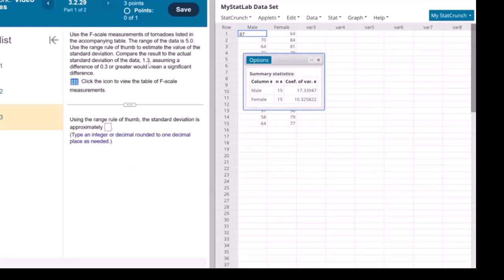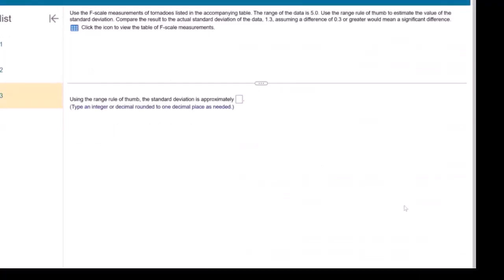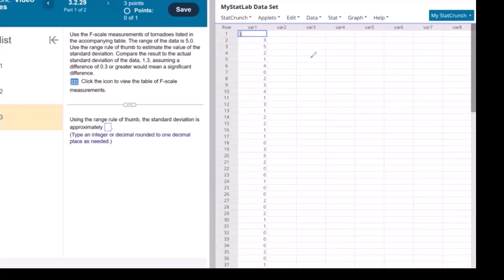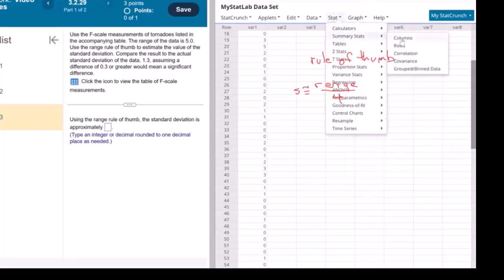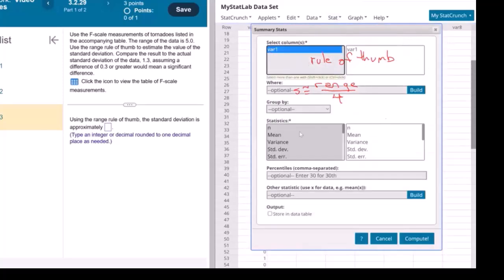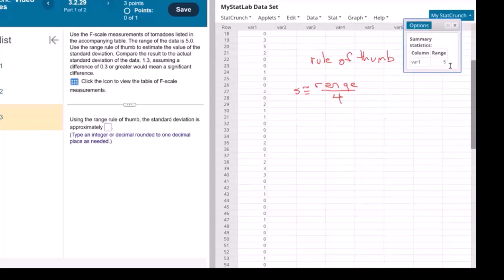And we check our answer by the rule of thumb estimate. If you remember how to do the rule of thumb estimate, the standard deviation is approximately what? So the rule of thumb, we want to find the range. S is approximately the range divided by 4. Notice how hard it is to find the range because we have so many numbers. We don't want to look through all these numbers, do we? So instead of doing that, we're just going to go here to Summary Stats, Columns, and var1. And really all we need here is the range. All we really need is the range. We hit compute. The range is 5.